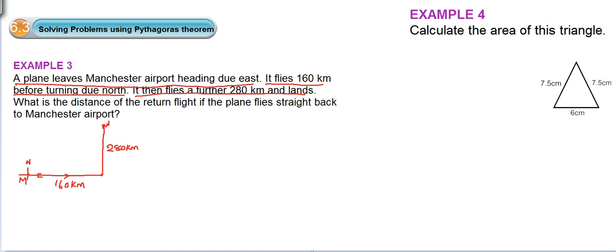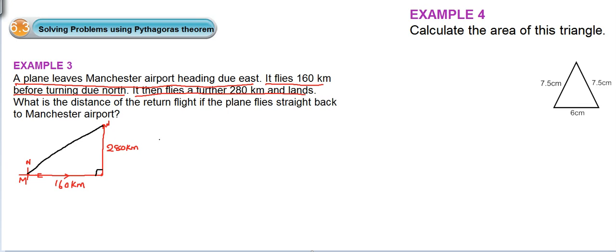Now it says, what is the distance of the return flight if the plane flies straight back to Manchester Airport? So we're trying to find this distance here. Obviously you can see straight away that it looks like a right angle triangle, because if it's going north here, that makes this angle here a right angle. So you can see from just reading line by line and doing exactly what it's saying, you can solve this problem.